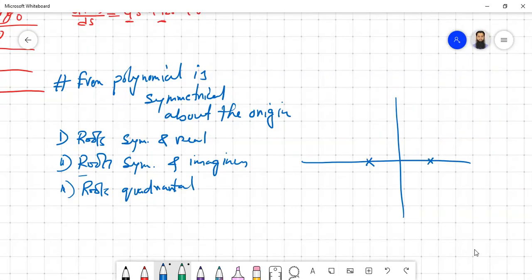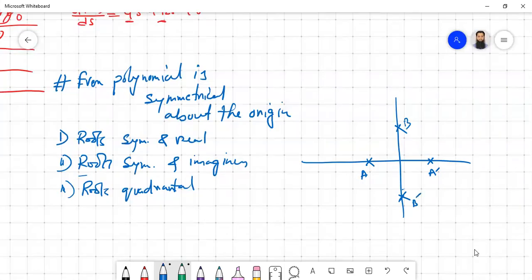So this is symmetrical about the origin. Both of them are real. So this is case one. Next one is symmetrical and imaginary. So if one is here, the other one is here, equidistant. So complex conjugates. This is what is called the second one.